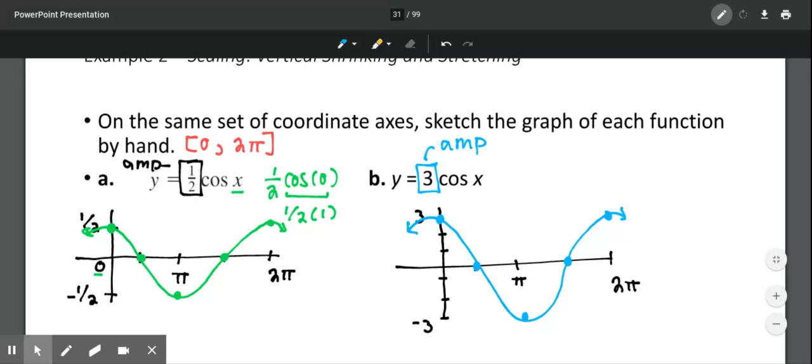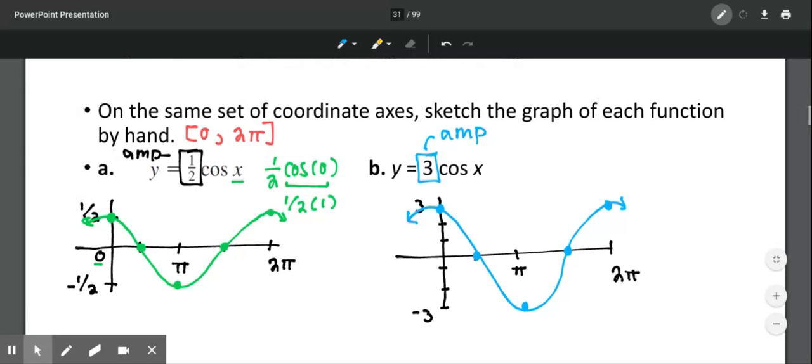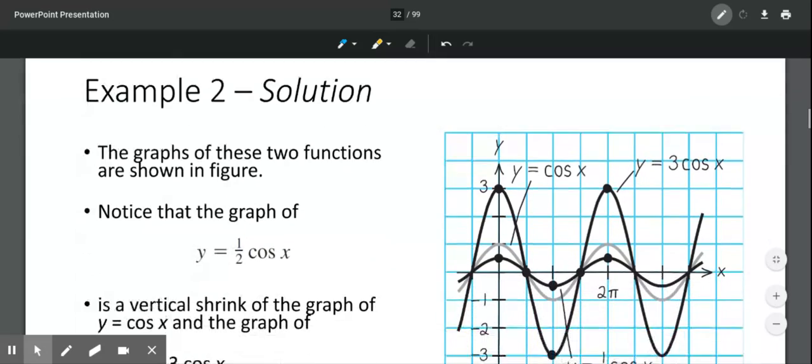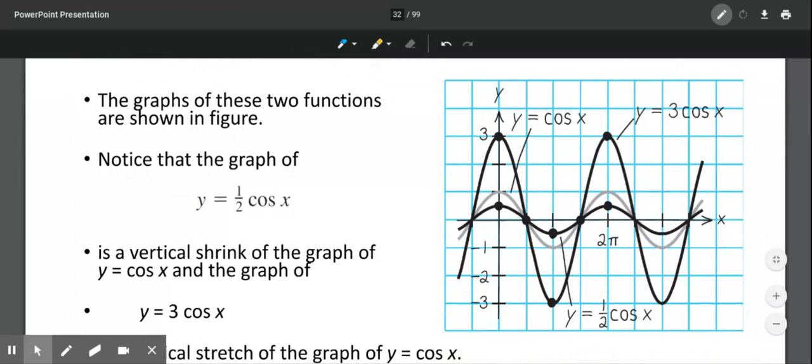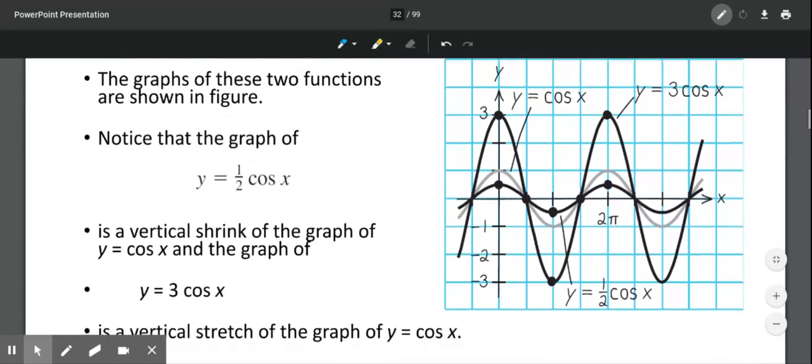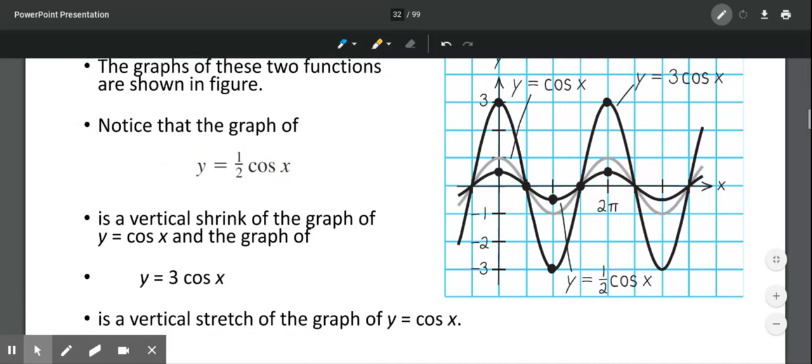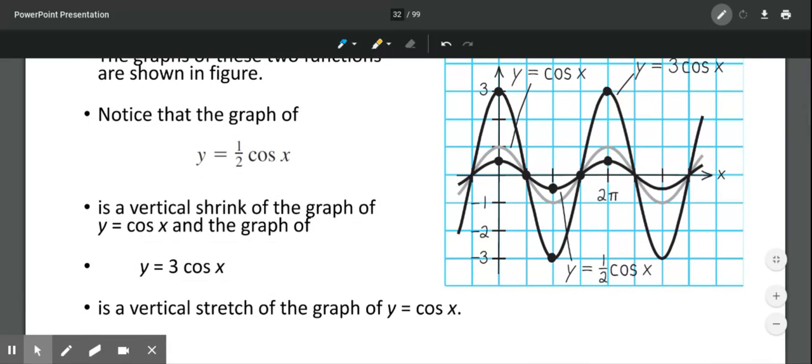So something like that. When you have those amplitudes, everything stays the same except those y values get stretched from -1 to 1, or they get shrunk, either bigger or smaller. So then here's just the solution of the two graphs. If you want to look through them, it shows you, again, that the gray graph was your parent function, and when we shrunk it, it got shorter, and when we stretched it, it got taller in both directions.